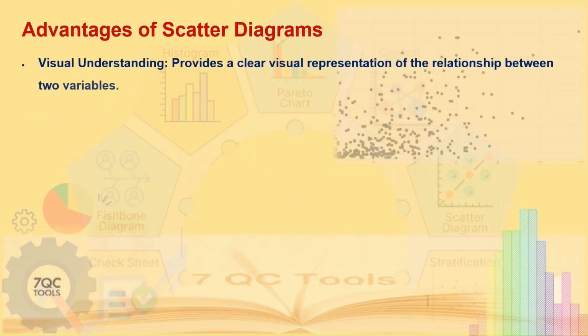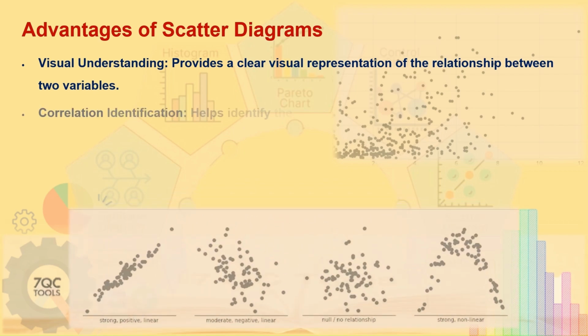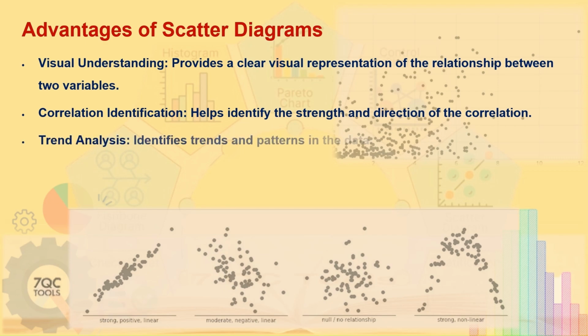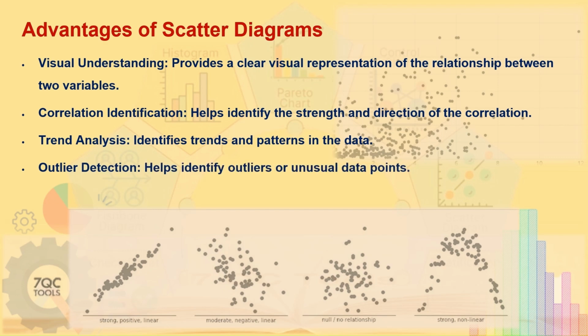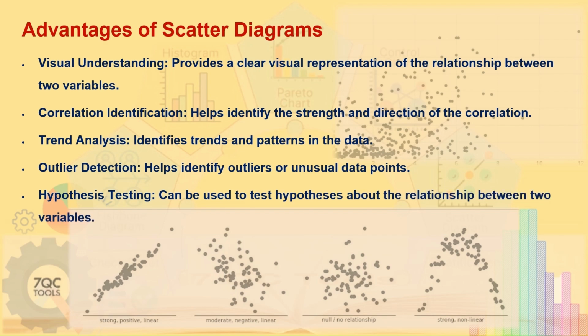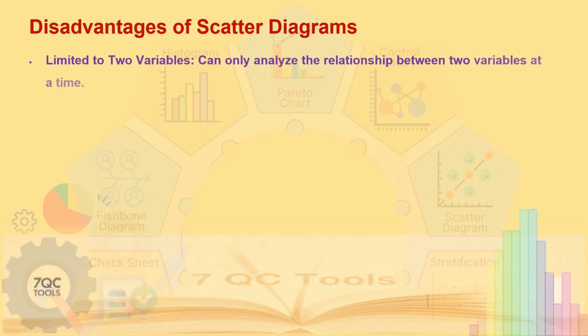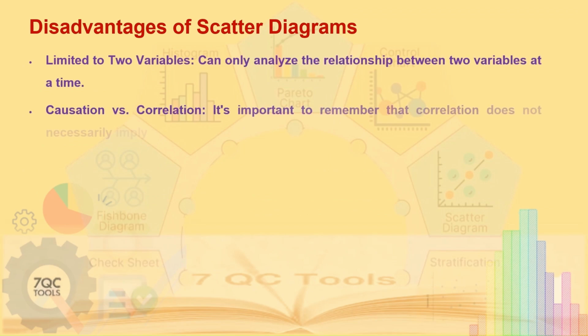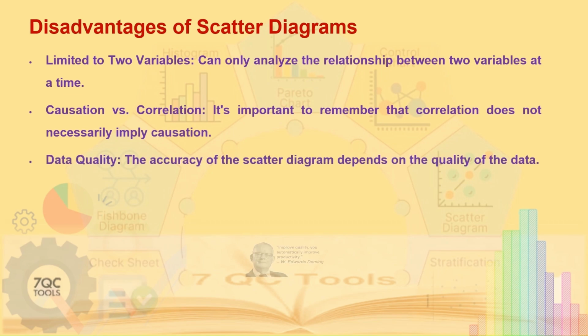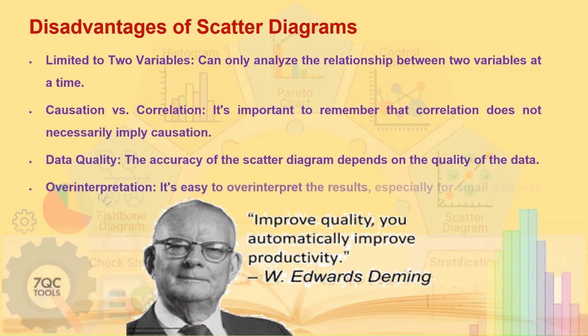Scatter diagrams provide a clear visual model of the relationship between two variables with strength and direction of relationship. It helps to identify trends and unusual data points. It is also used to test hypotheses about the relationship between two variables. Disadvantage is that it's restricted to two variables only. It's obvious that accuracy of these diagrams depends on data quality. In case the data set is small or noisy, one is prone to overinterpret the results.